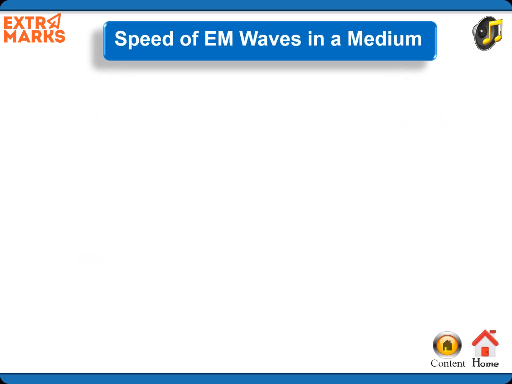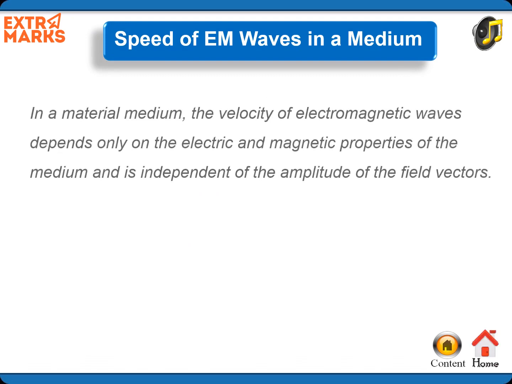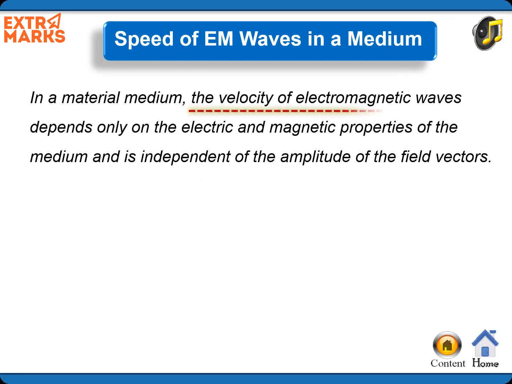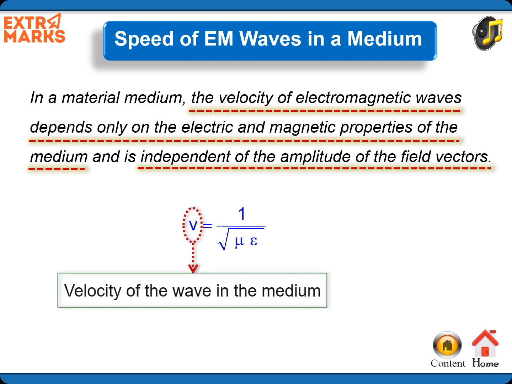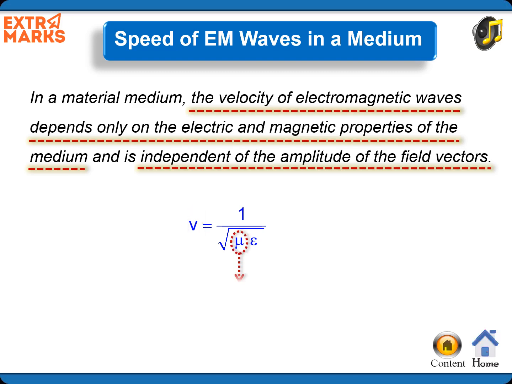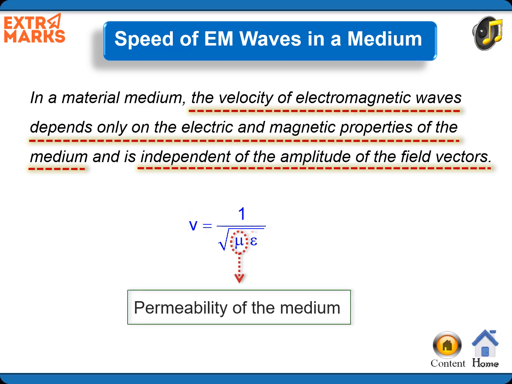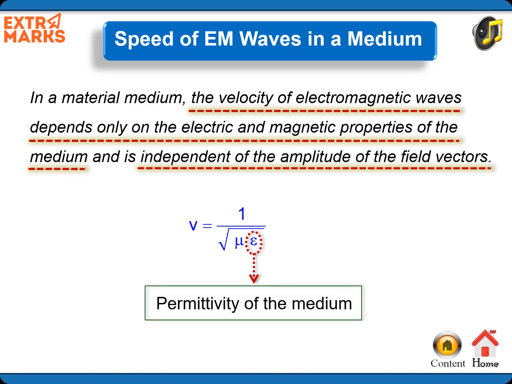Let's study about the speed of electromagnetic waves in a medium. In a material medium, the velocity of electromagnetic waves depends only upon the electric and magnetic properties of the medium and is independent of the amplitude of the field vectors, that is, V is equal to 1/√(μ ε), where V is the velocity of the wave in the medium, μ is the permeability of the medium, and ε is the permittivity of the medium.